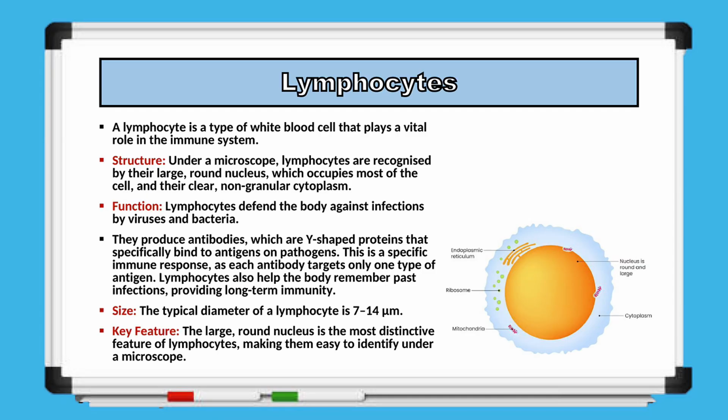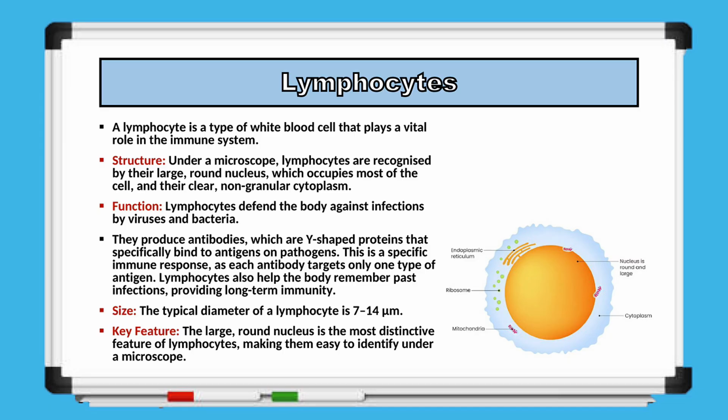Lymphocytes are a type of white blood cell that play a crucial role in the body's immune defense. When viewed under a microscope, they can be identified by their very large, round nucleus, which fills most of the cell. Only a thin layer of clear, non-granular cytoplasm surrounds the nucleus, giving the cell a clean and simple appearance.